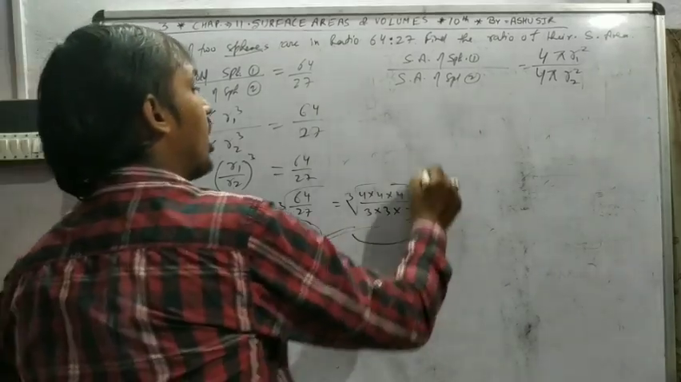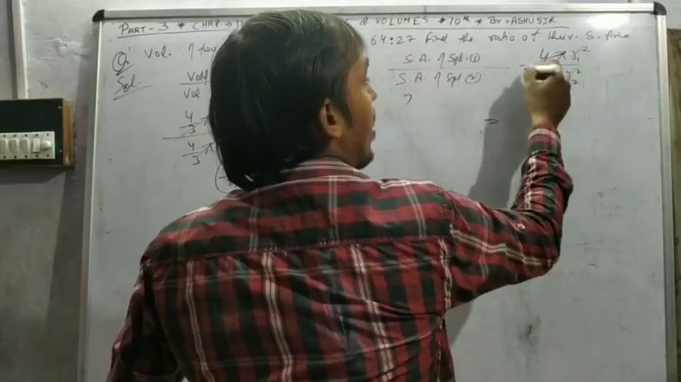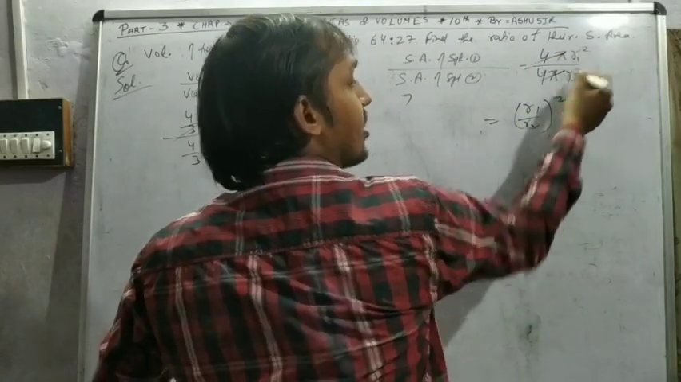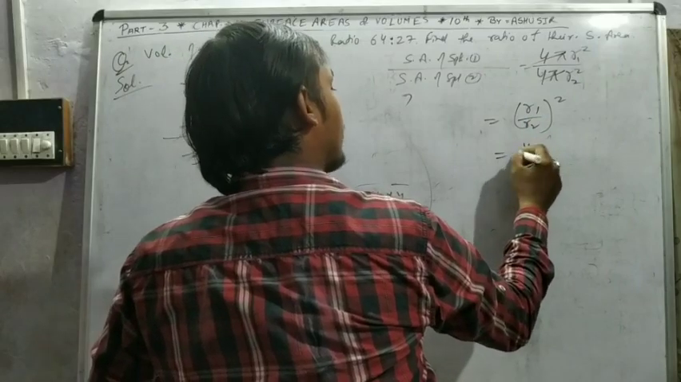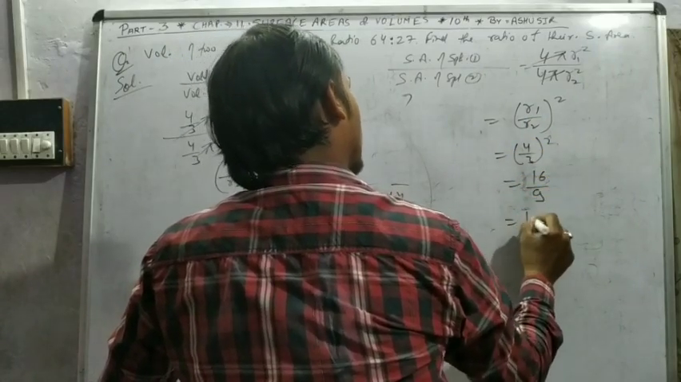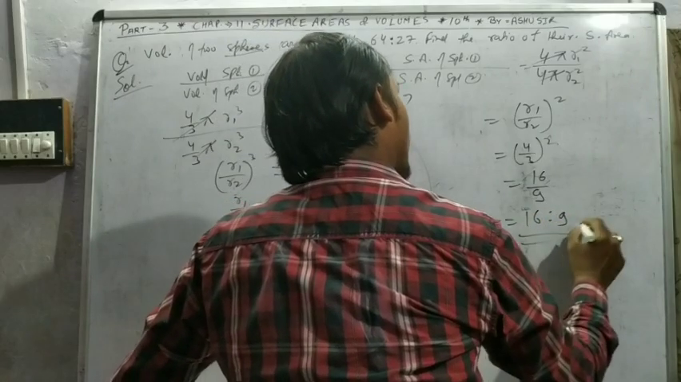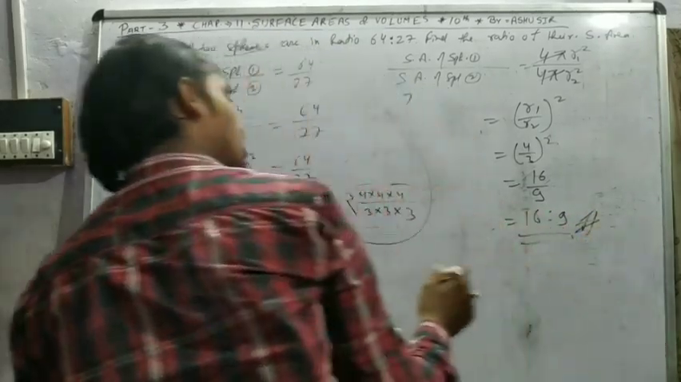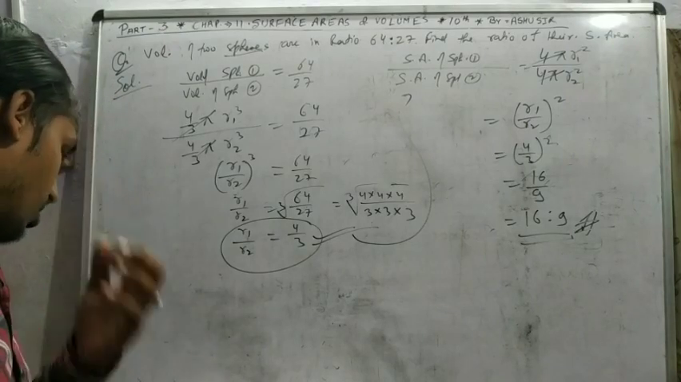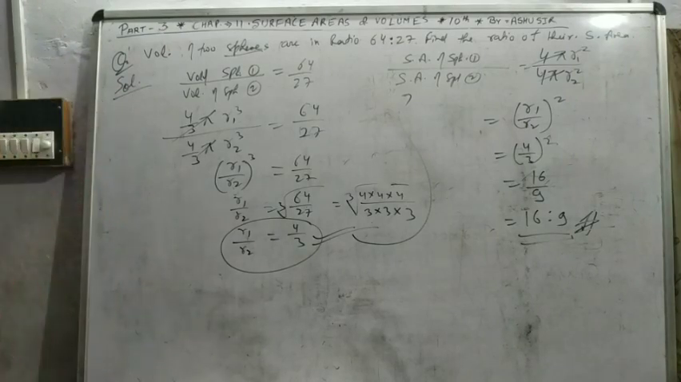Then put this here. 4 pi cancels. R1 by R2 whole square because the power is the same. R1 upon R2 is 4 by 3 whole square, 16 by 9. So 16:9 is the ratio of the surface area of the spheres when the volume ratio is 64:27. Pause, and note down.